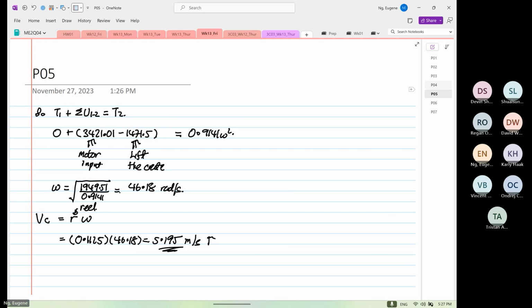Are we clear? Okay. So why I like this example, they have everything except one component is missing. Which component is missing? The spring.